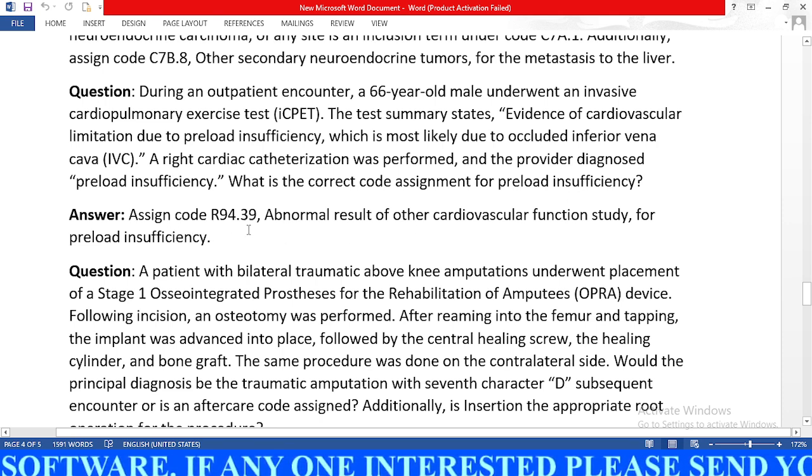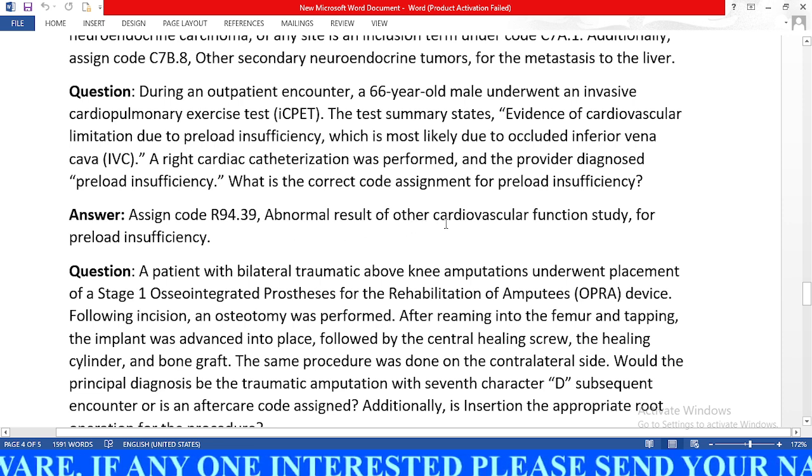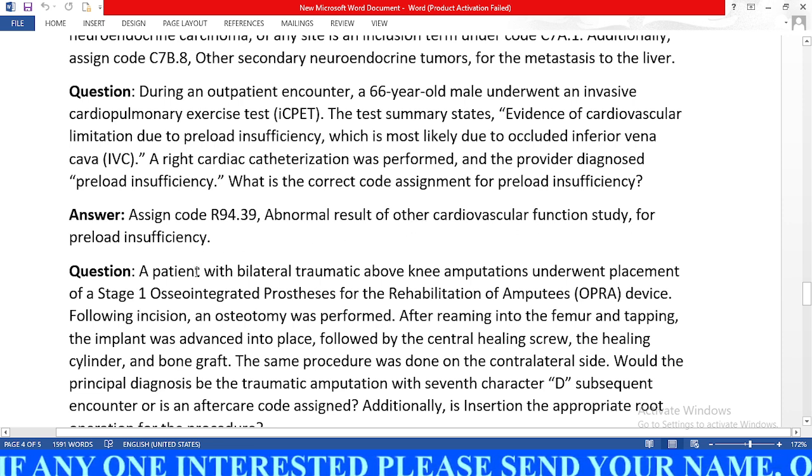Here we need to code R94.39, abnormal result of other cardiovascular function study, for preload insufficiency.